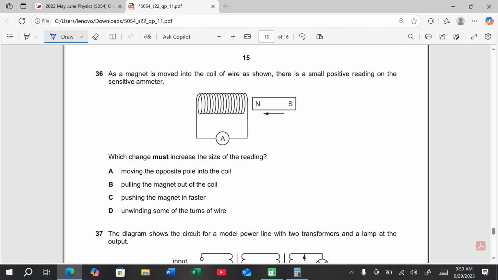As the magnet moves into the coil of wire shown, there is a small positive reading on the sensitive meter. Which changes must increase the size of the reading? Moving the opposite pole into the coil does not change the size, but it does affect the direction. Pulling the magnet out of the coil has nothing to do with that. Pushing the magnet faster, yes, that can be. Unwinding some of the wire? Oh, more turns is going to increase it.